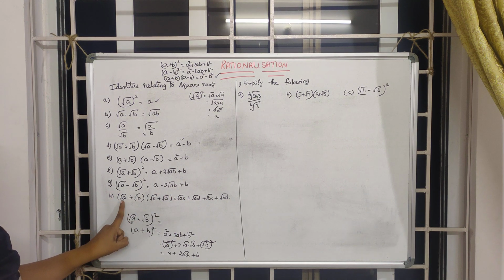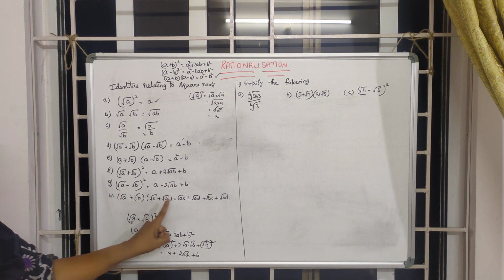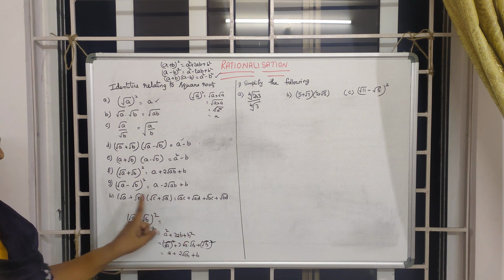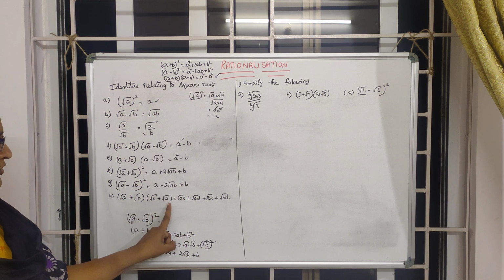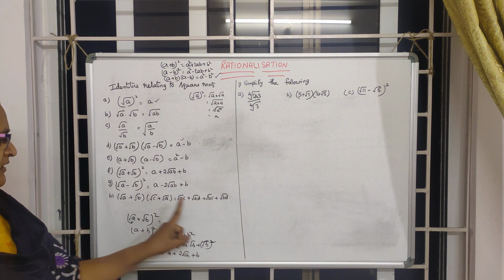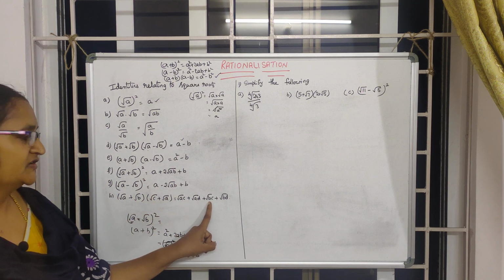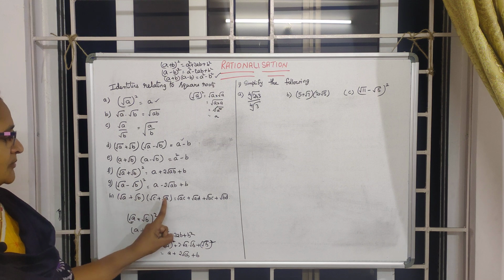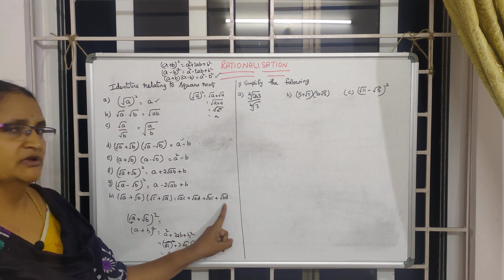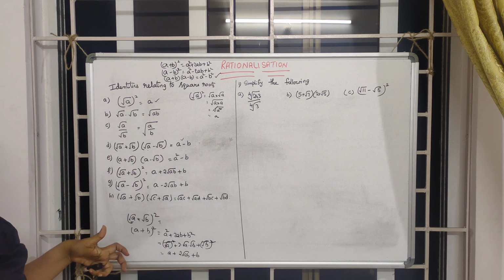Here you see, root a into root c will become root ac. Root a into root d will become root ad, plus root b times root c will give root bc, plus root b times root d will give root bd. These are all the identities over there.